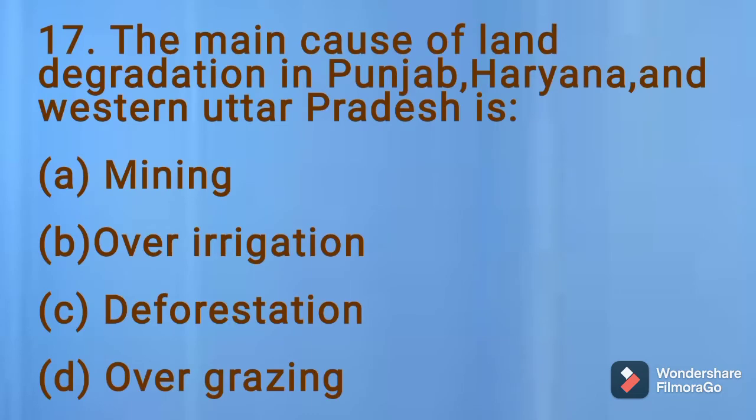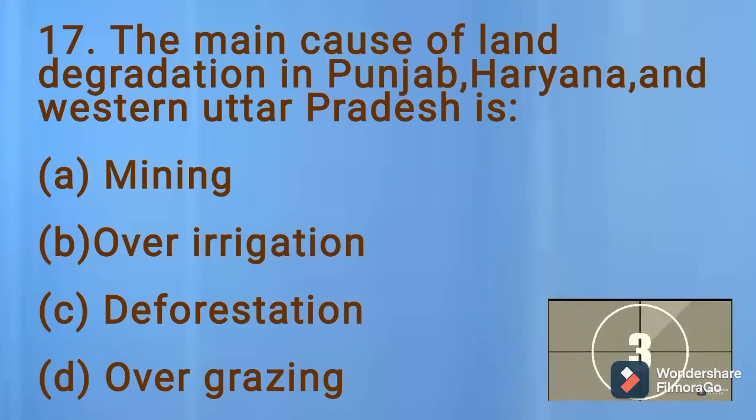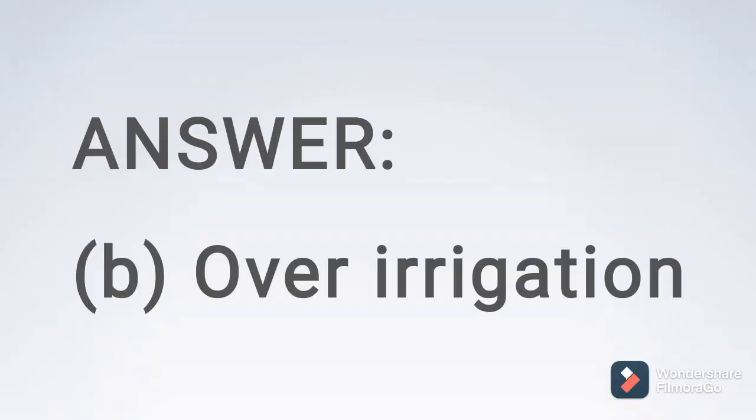17th question. The main cause of land degradation in Punjab, Haryana and Western Uttar Pradesh is option A mining, B over irrigation, C deforestation, D overgrazing. And the answer is option B over irrigation.